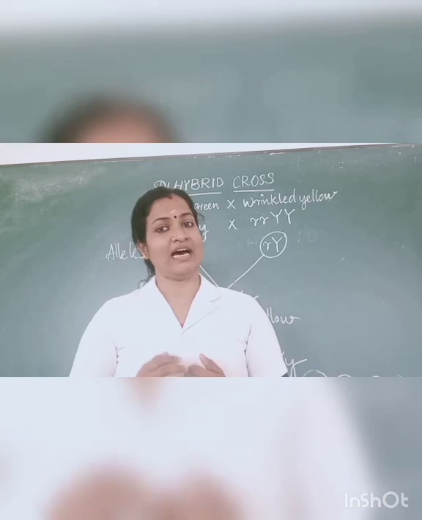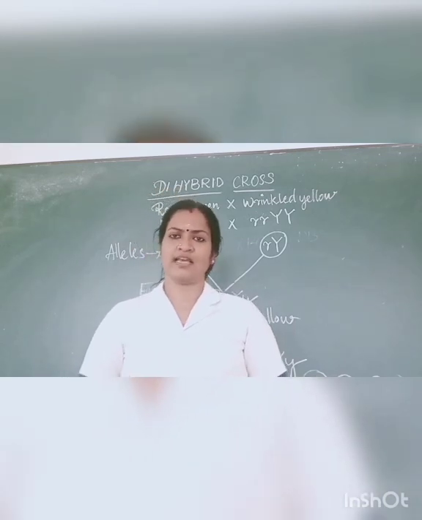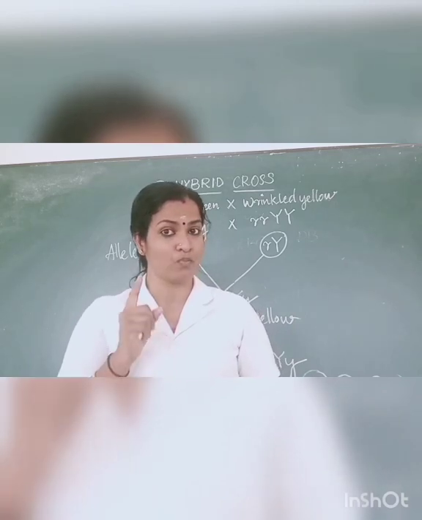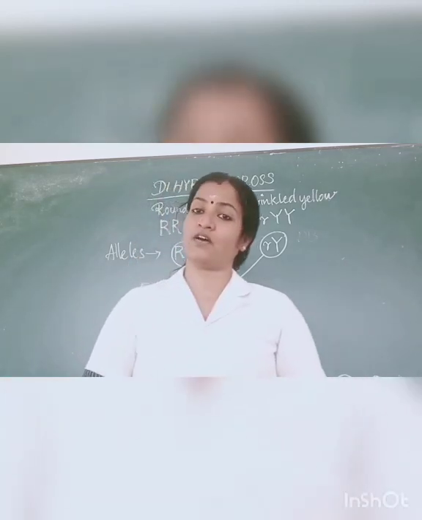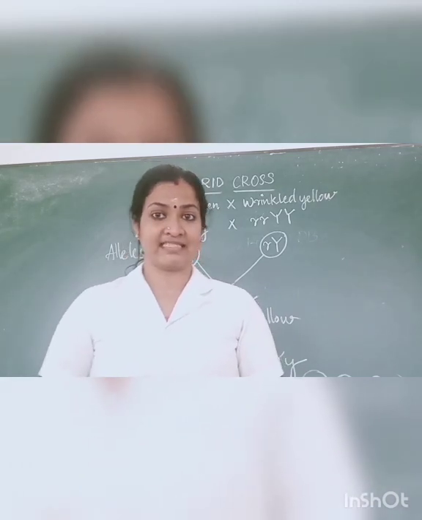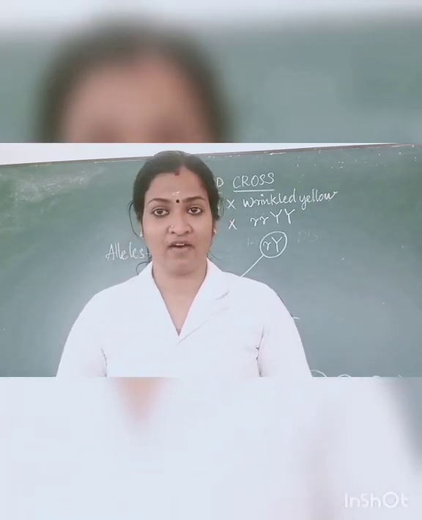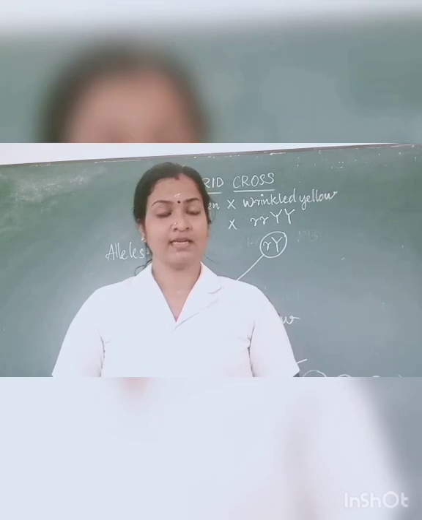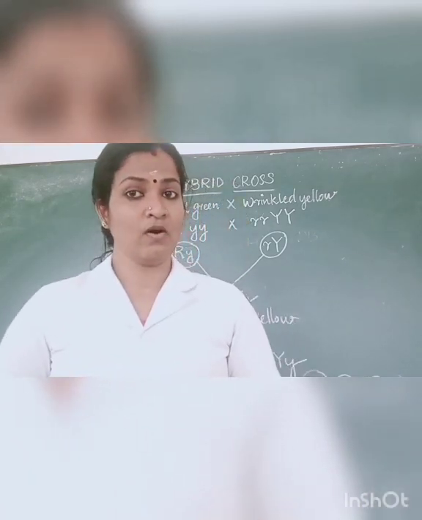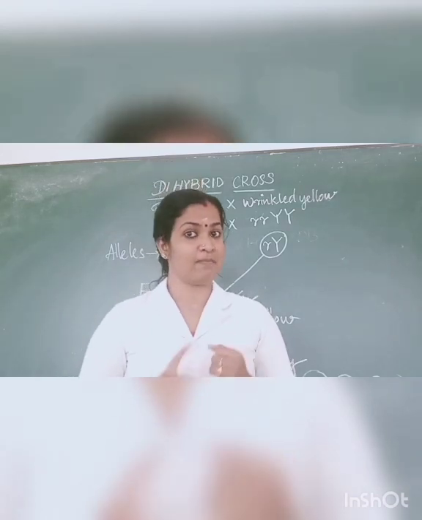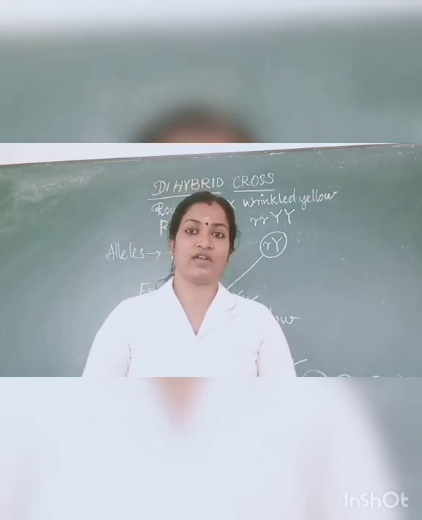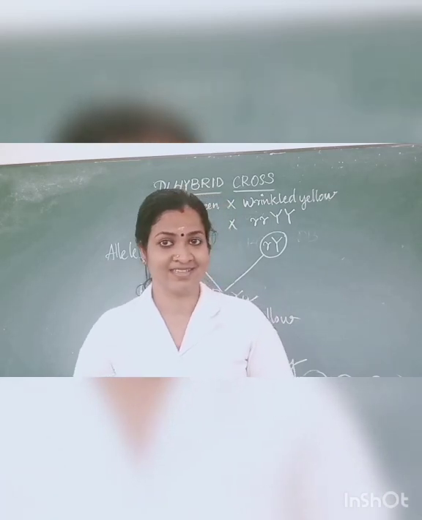Children, you learned about monohybrid cross. In monohybrid cross, Mendel selected, mono means one, so only one pair of characters. But in dihybrid cross, he selected two pairs of characters. Here, he selected the shape of the seed and also the color of the seed for his dihybrid cross.